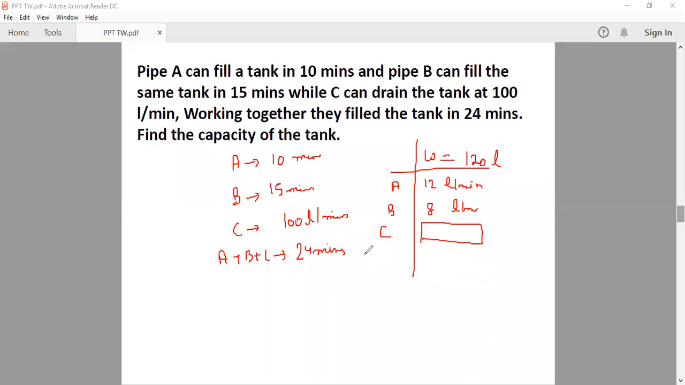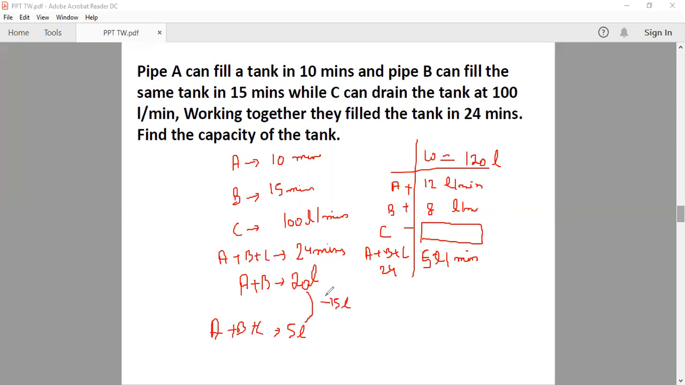Okay, and now A plus B plus C together can complete the work in 24 minutes, which means that together they can do only 5 liter per minute. So together they can do 5 liter per minute. Now see, I know that A and B are positive works while C is a negative work. हमारे केस में A प्लस B ने 1 मिनट में भरना कितना चाहिए था? 20 लीटर्स, और भरा कितना उन्होंने? सिर्फ 5 लीटर्स, यानी कितना लीटर ड्रेन आउट हो गया? 15 लीटर ड्रेन आउट हो गया.